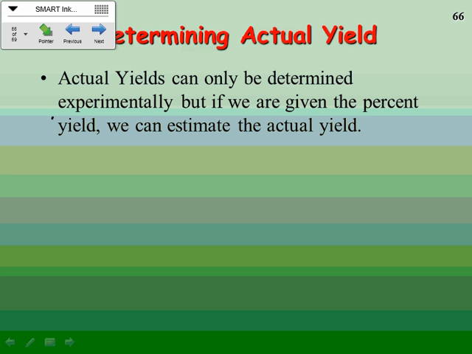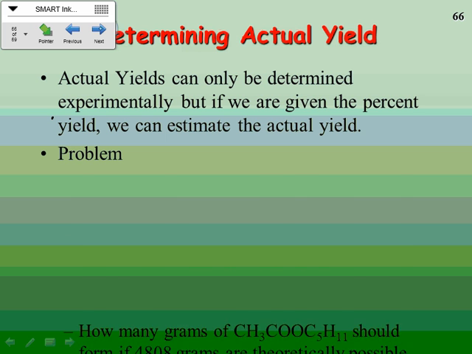Yeah, there are. I think I'm going to give you a more detailed list than that. Okay. So actual yields can only be determined experimentally, but if we are given the percent yield, we could estimate the actual yield. So this is kind of a working in reverse type of thing.